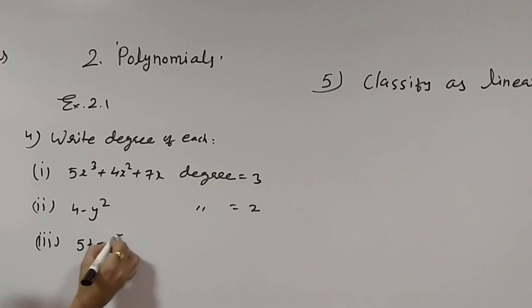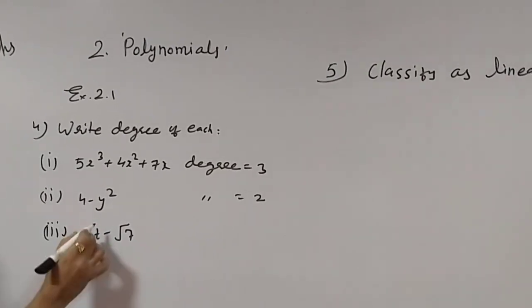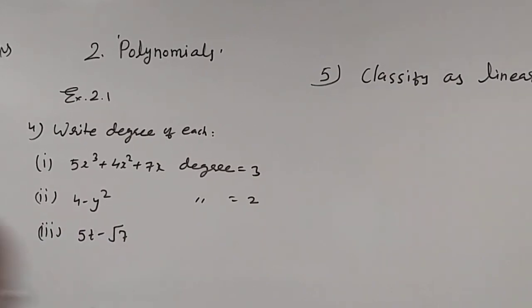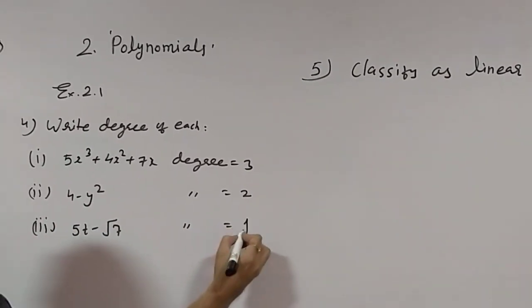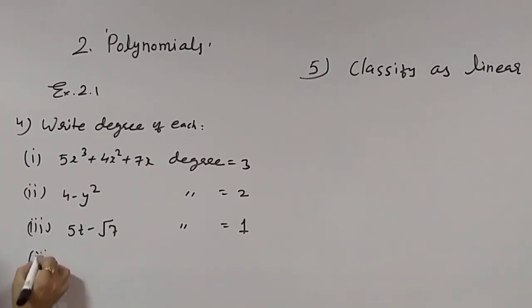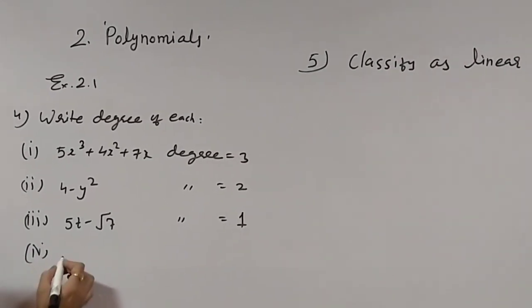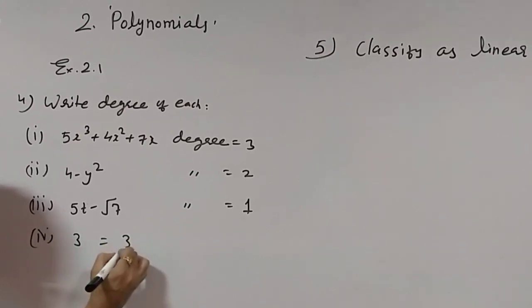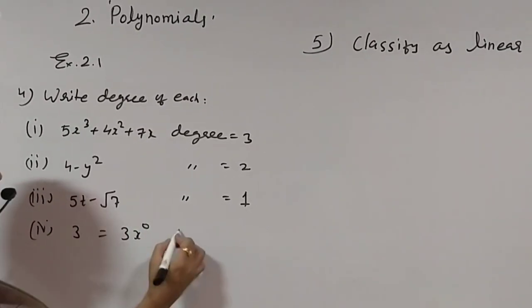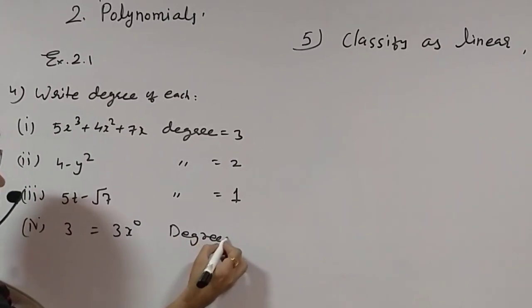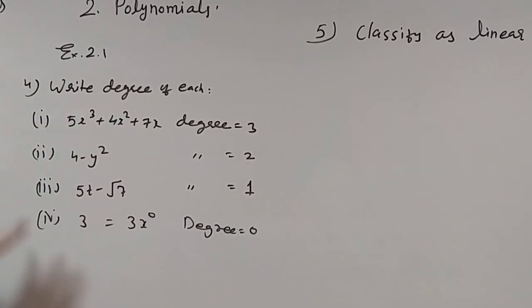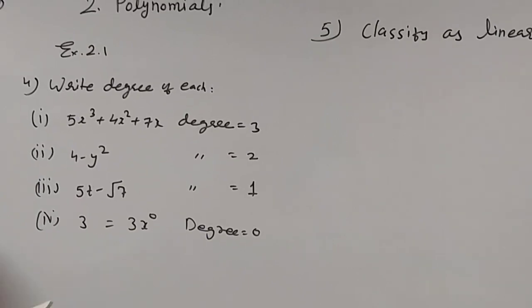Height minus root 7. Here t raised to... nothing is there, so you can add t raised to 1. So the degree is 1. Fourth, 3 only. You can add 3x raised to 0. So the degree is 0. So it's very easy. Maximum power is called the degree. It may be asked for 1 mark.